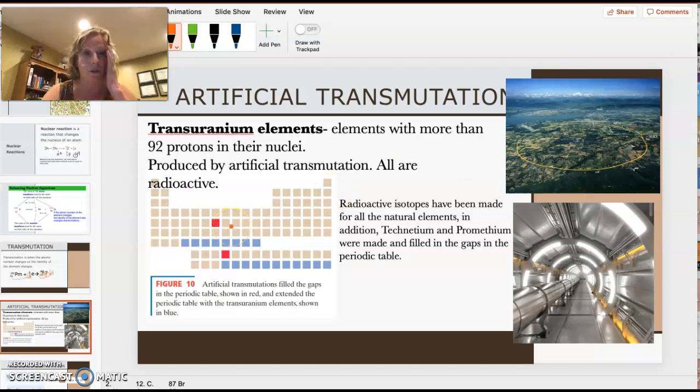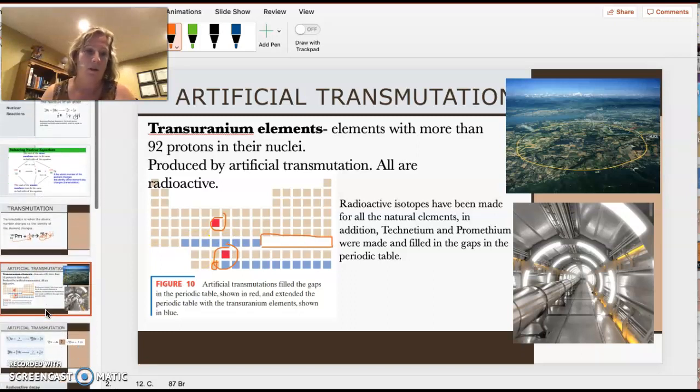And then just know that everything after uranium, just wait, I think this is off by one. Uranium would be this element, I think. This is just a different way of cutting up the periodic table. Everything after that, remember, this whole thing is done now. Those are all called transuranium elements, and they all are produced by artificial transmutation, and they all are radioactive. We also used transmutation to fill in the gaps of technetium and promethium.